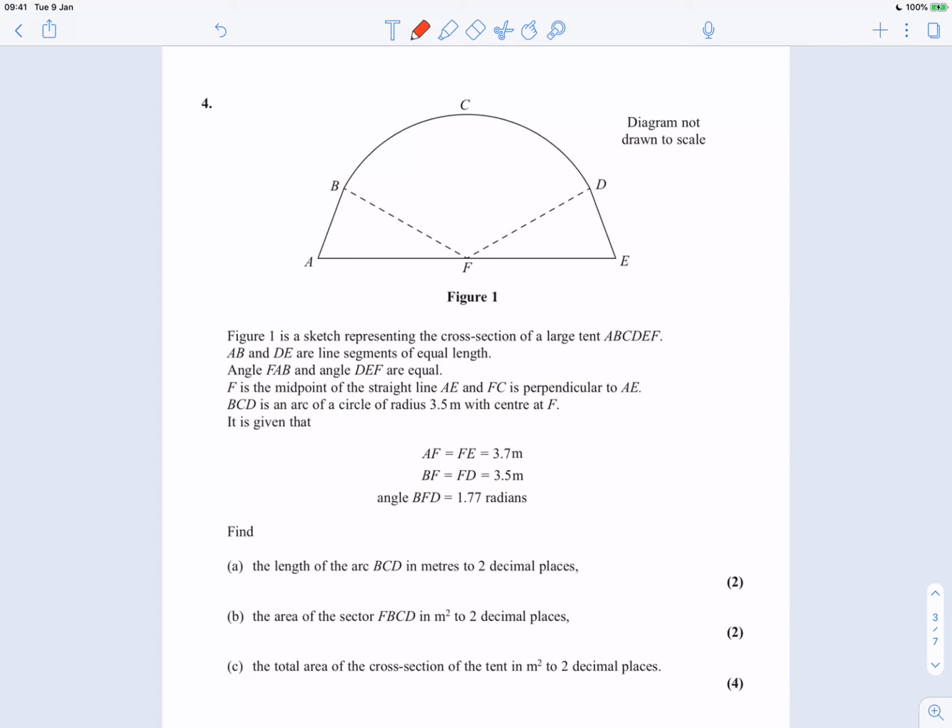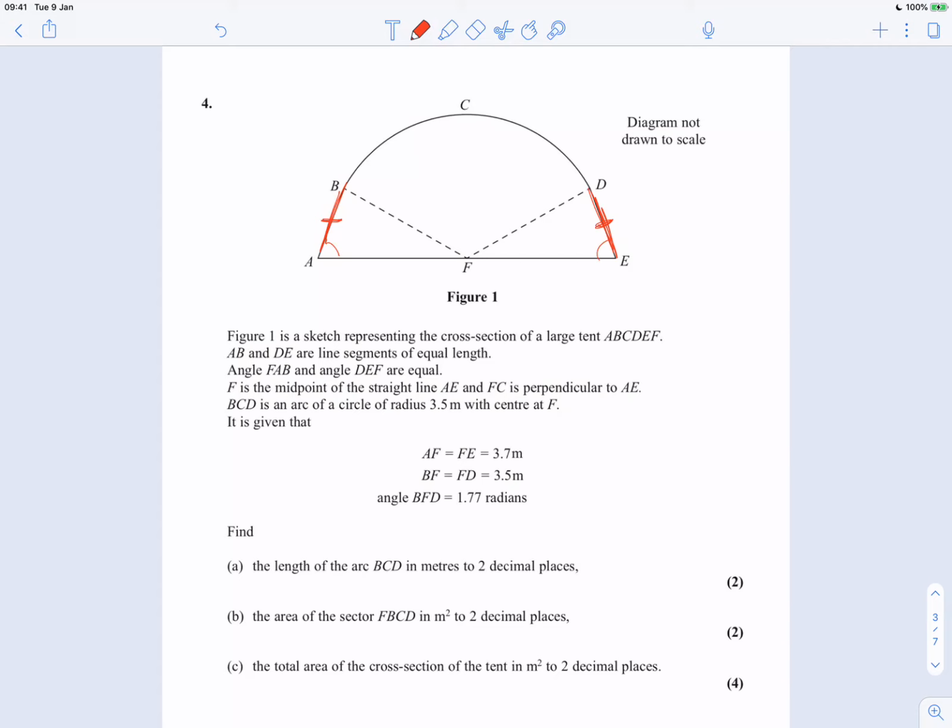Okay, figure 1 is a sketch representing the cross-section of a large tent ABCDEF. AB and DE are line segments of equal length. Okay, so immediately that side is the same as that side. Cool. Angle FAB and DEF are equal. Okay, so this angle and this angle are the same.